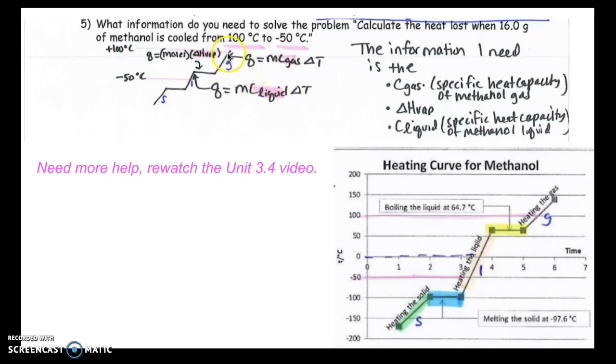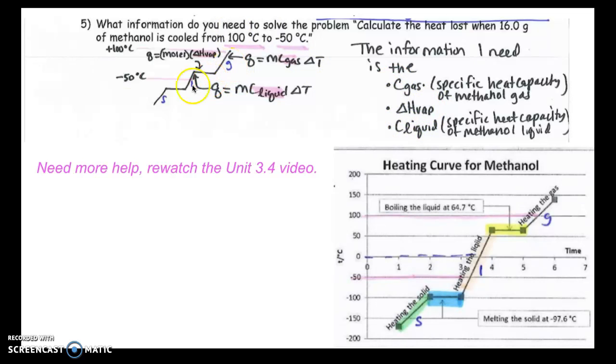The first segment I have here, where I'm going to gas, I'm going to use Q equals m c gas delta T. So for that, I'm using that equation. For the second, I'm using Q equals moles times delta H vaporization. And the last, I'm using Q equals m c liquid times delta T. So the pieces of information I need that are not given in this problem are the specific heat of the gas and liquid, and also the delta H vaporization.